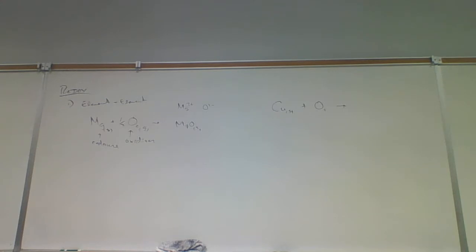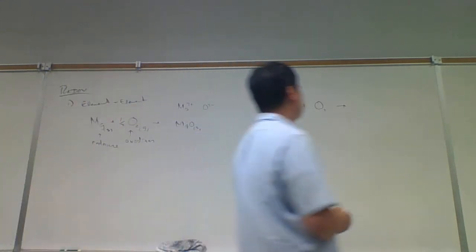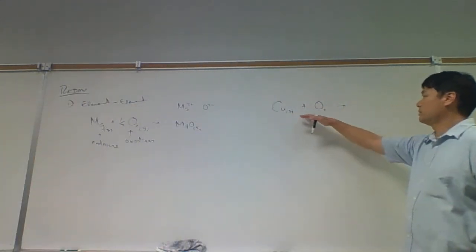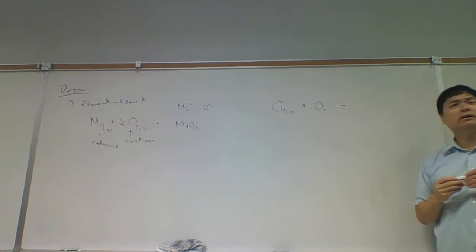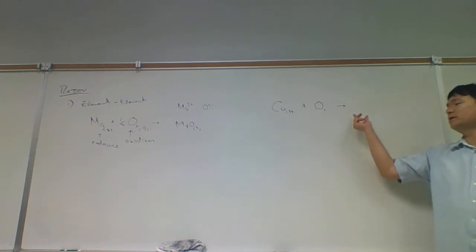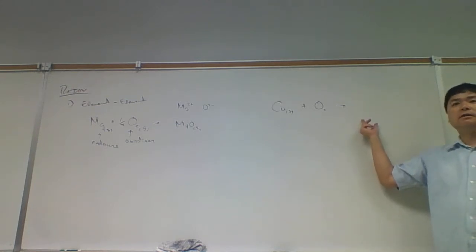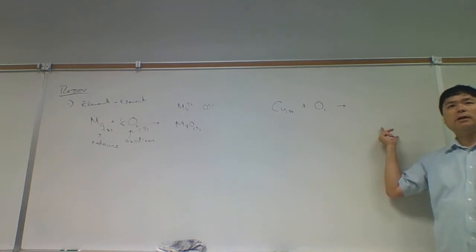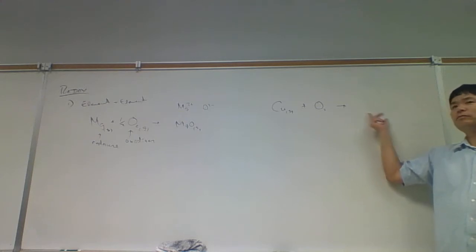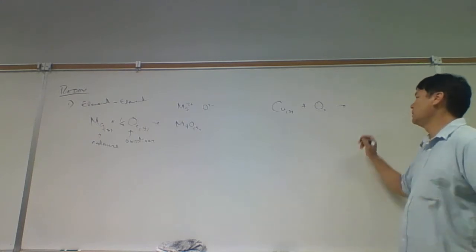In reality, what happens? If you have a shiny new penny, it goes through a range of colors. A shiny penny will first turn an orange red as it becomes oxidized. That orange red is copper 1 oxide. And then eventually it turns black. The black is copper 2 oxide. So in reality, both form. Eventually it stops at copper 2 because the penny is going to be completely oxidized.